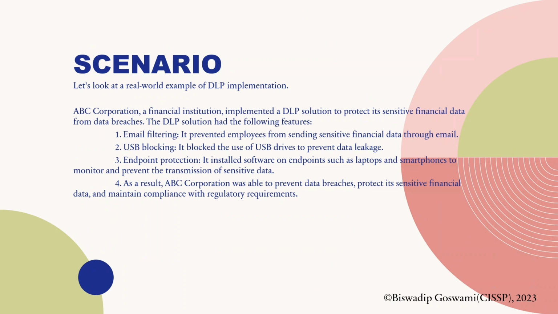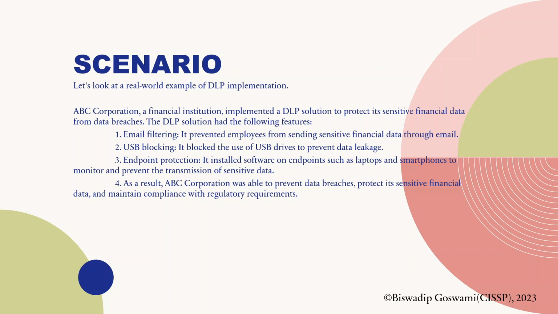Let's take a look at a real world example of DLP implementation. ABC Corporation, a financial institution, implemented a DLP solution to protect its sensitive financial data from data breaches. The DLP solution has the following features which they have implemented: email filtering. It prevented employees from sending sensitive financial data through email. USB blocking. It blocked the use of USB drives to prevent data leakage.